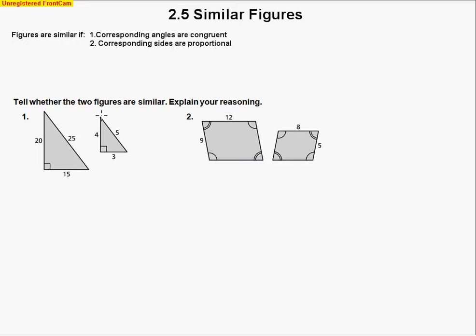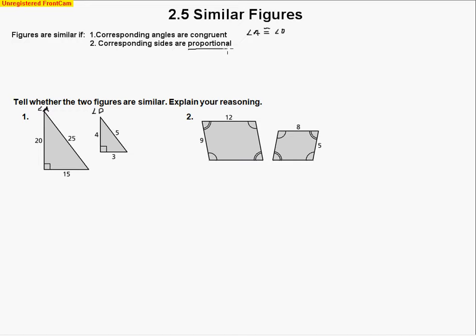So for instance, if this is angle A, and this one is angle D, let's say, and they are similar, then angle A would be congruent. And they show a congruent symbol with an equal sign and tilde on top. And it's congruent to angle D. So corresponding angles have to be congruent, exactly the same. And the corresponding sides are proportional.